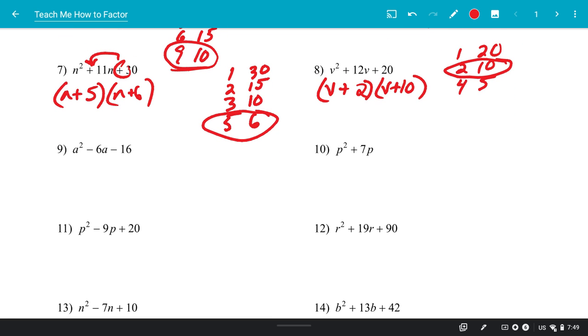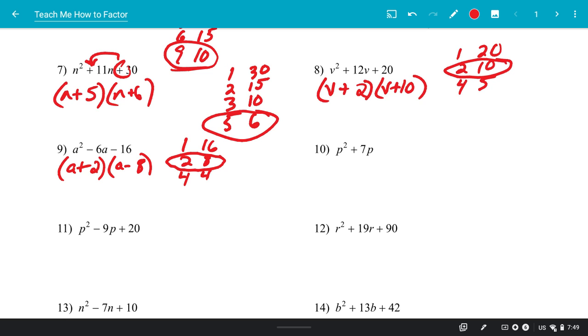Number 9. No GCF, no leading coefficient. Split in signs. Variable in each. Signs are going to be opposite, so a plus and a minus. Factors of 16. 1 and 16. 2 and 8. 4 and 4. Which of those come together with opposite signs to get me a 6? 8 minus 2 is 6, so 8 gets the sign from the middle, so 8 has to be negative. 2 is positive.